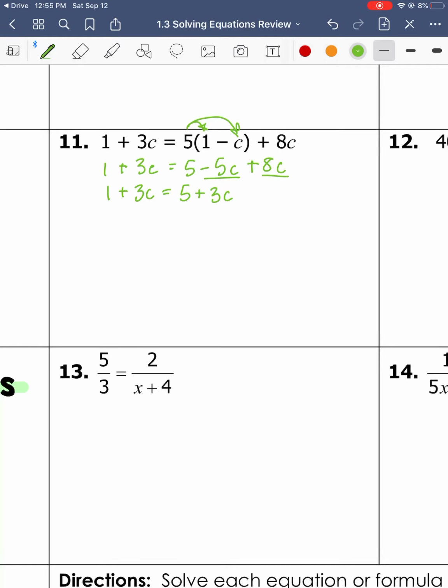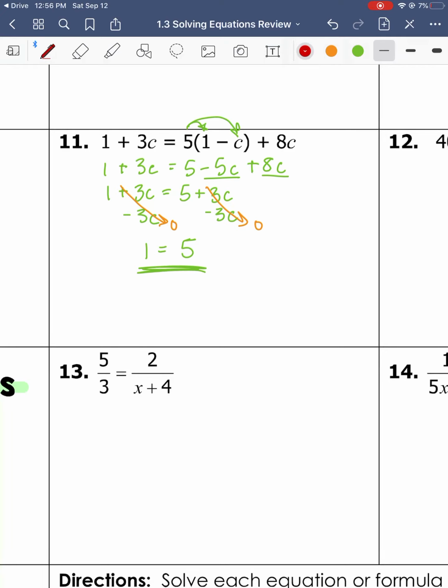Now we want to get the variables on one side. So we will subtract 3c from both sides. And then we're left with 1 equals 5. If you notice here that positive 3c minus 3c, that is equal to 0, and the same thing happens here. So that's why those disappear from each side, and then we have 1 is equal to 5, which if you look at the statement on its own, 5 is not equal to 1, right?